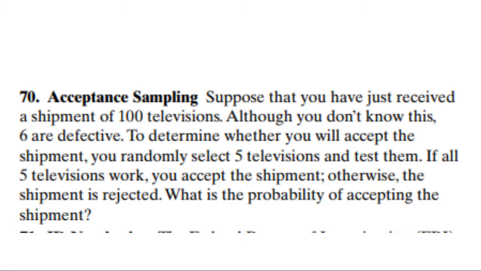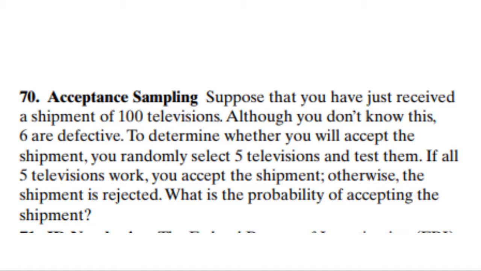So suppose you just received a shipment of 100 televisions. Although you don't know this, 6 are defective. So the problem is telling you that 6 of these TVs aren't working properly, but you don't know that. And by the way, if you had a supplier who's giving you 6% defects, you probably want to switch suppliers, but that's what we have right now. So 6 are defective, but you're trying to determine, do I accept this shipment? So you randomly select 5 televisions and you test to see if they work.